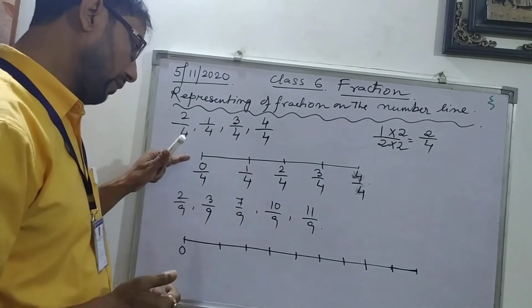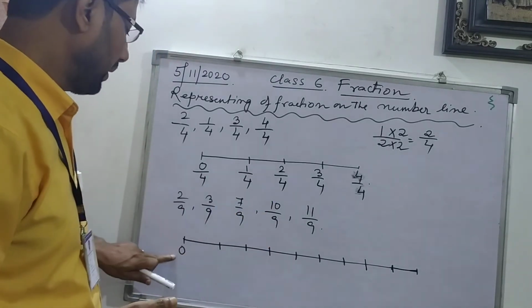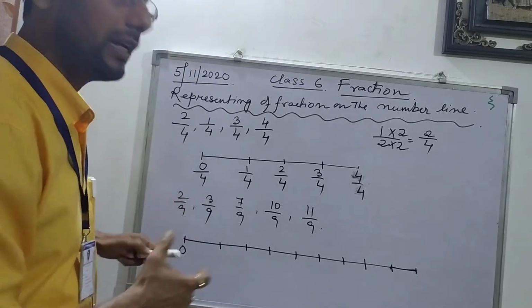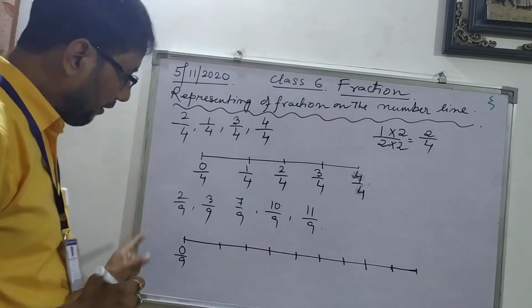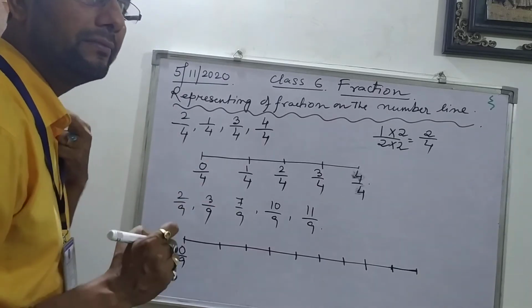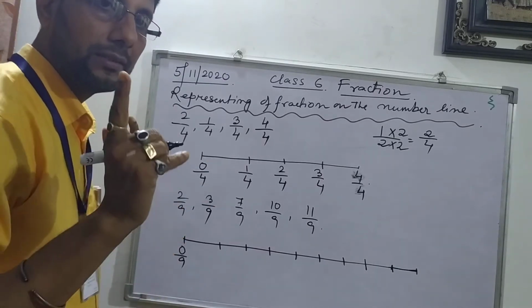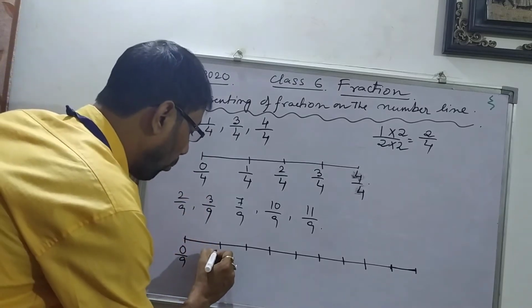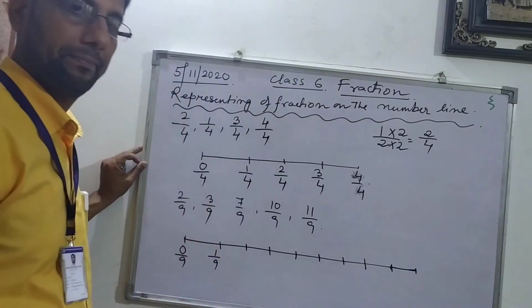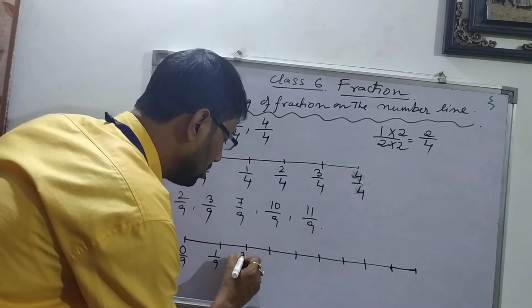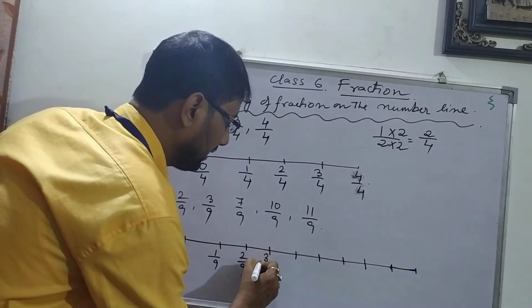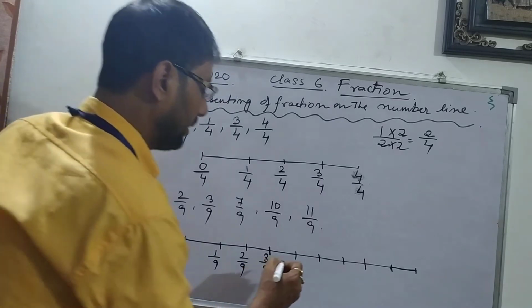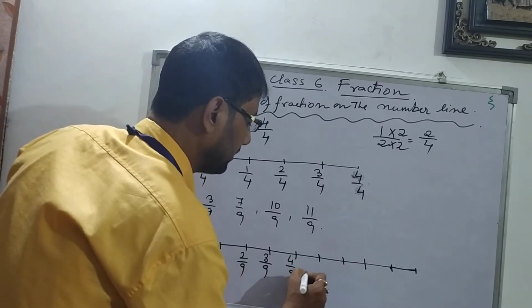Here I start 0 by 4. Here by what I will start? I will start 0 by 9. After 0 by 9, what will I write, students? I will write 1 by 9. Then I will write 2 by 9. Then 3 by 9. Then 4 by 9.